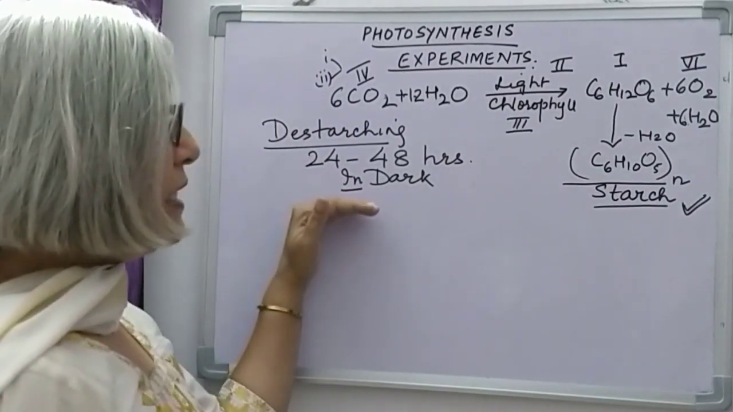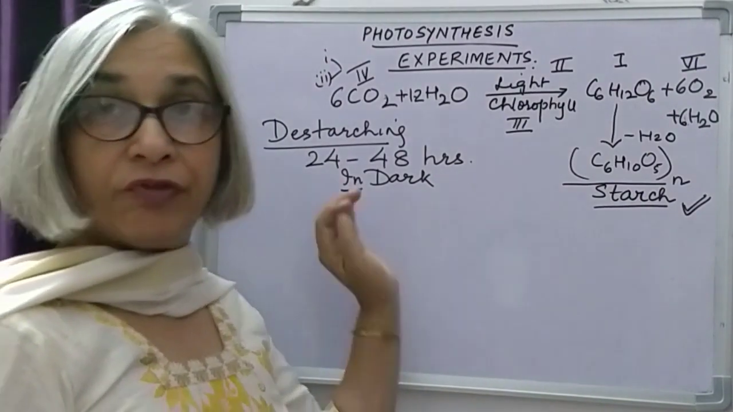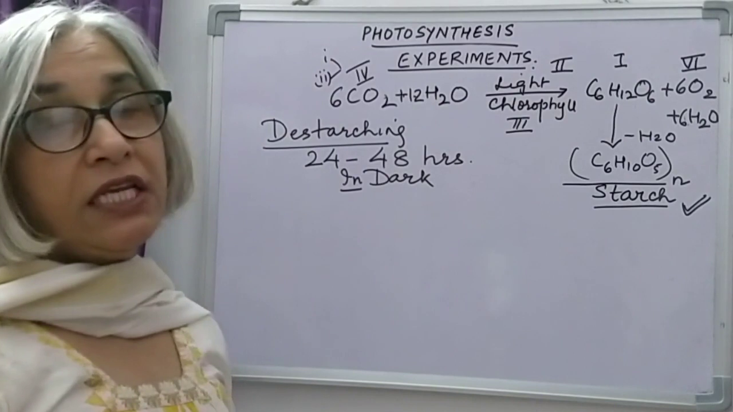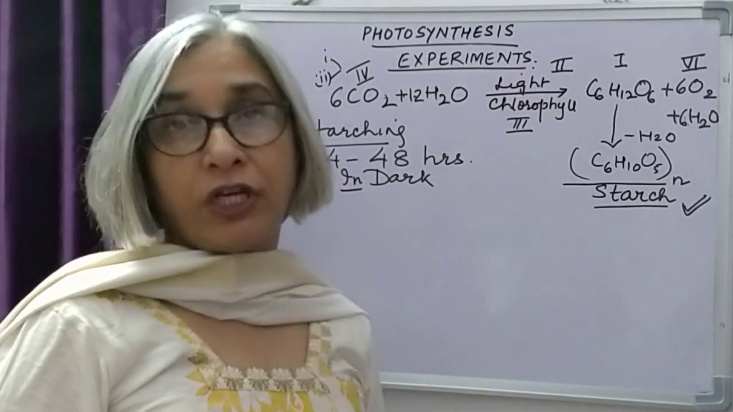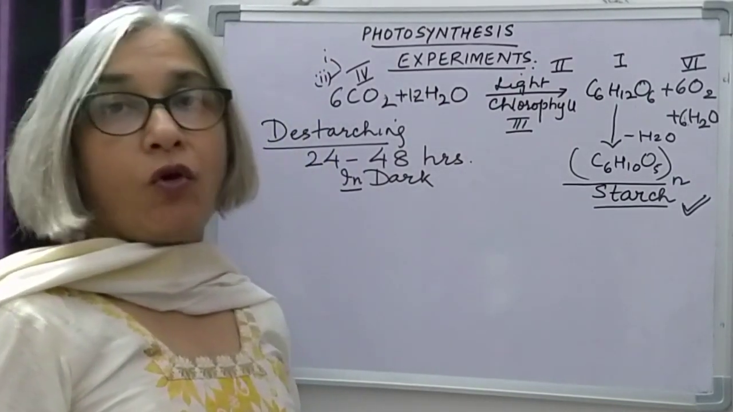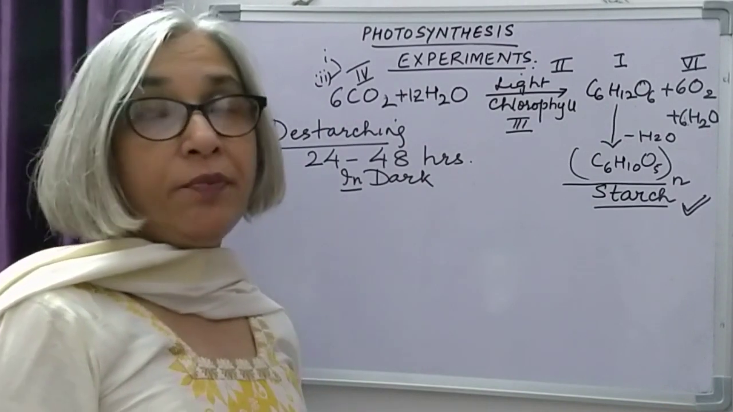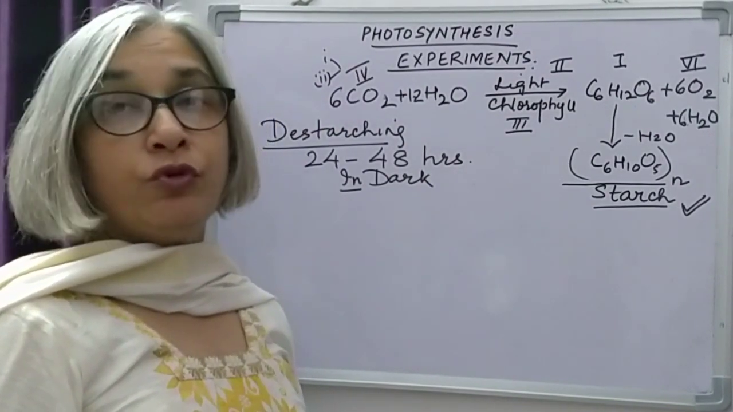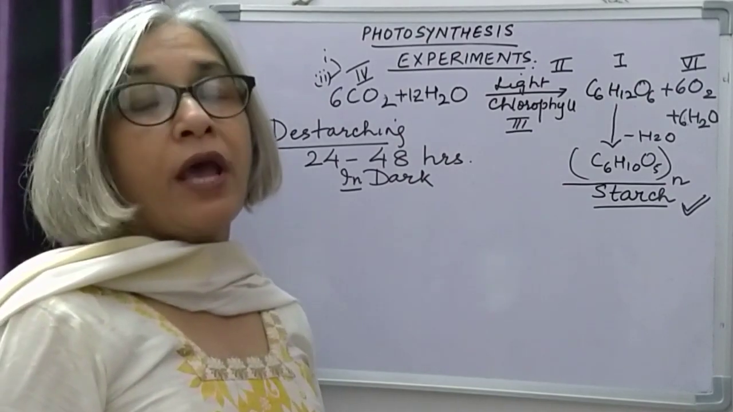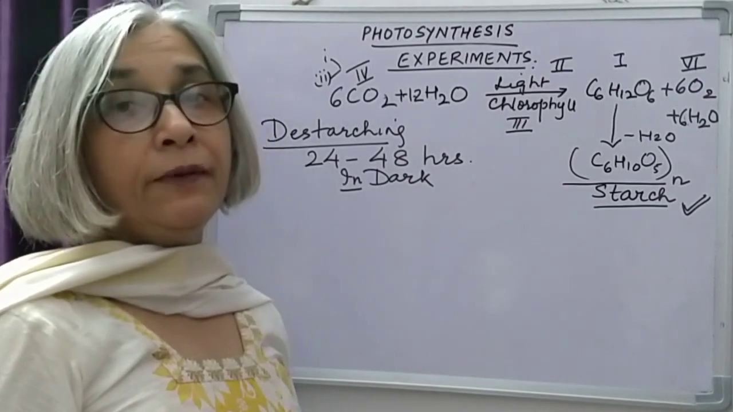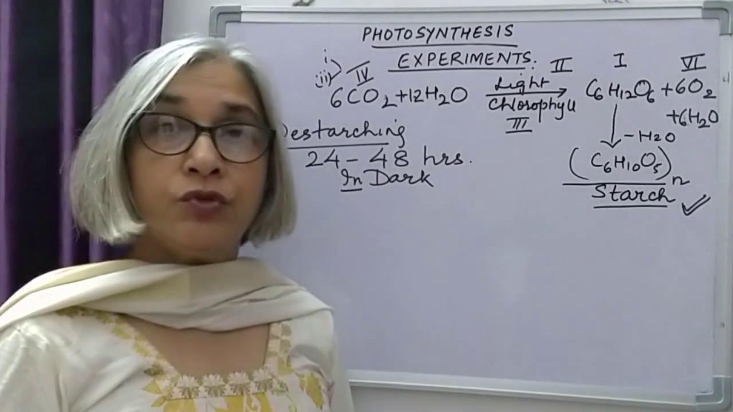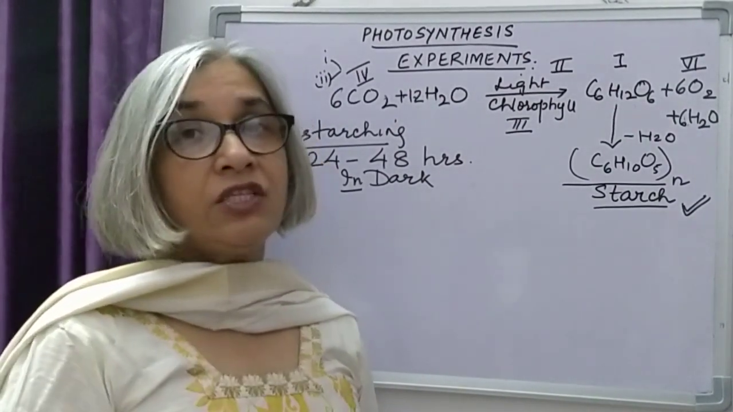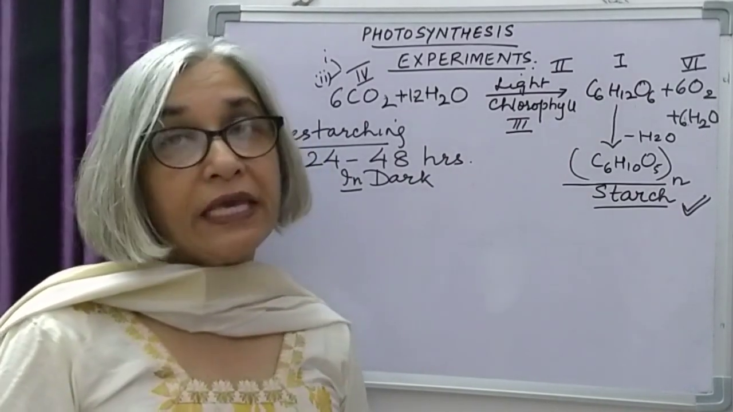So now destarching is clear to you. Before we begin any experiment, the plant has to be kept in dark for 24 to 48 hours so that all the starch that was already present in the plant has been removed, has moved to the storage organs or has been used up by the plant, and whatever we are going to check will be that starch that is produced during the experiment.